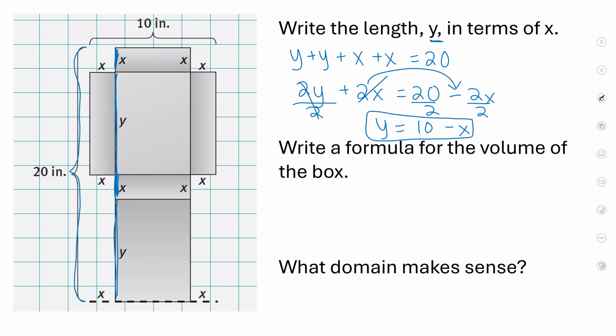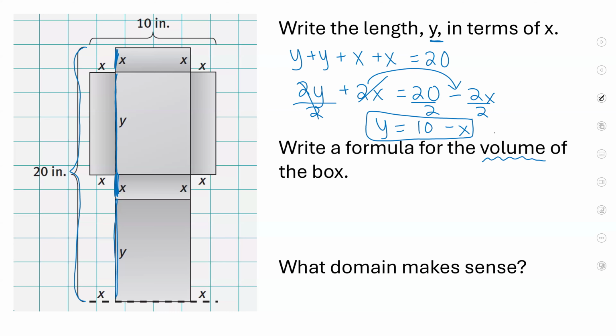So let me show you how to write the volume of the box. Before I show you, try to give me the formula. We just found that this side, from here to here, is 10 minus x. We know that this part is x. Do we know what this part is equal to? Okay, can you guys do the same formula? The same way that I found out what this side was, can you figure out what this length is?